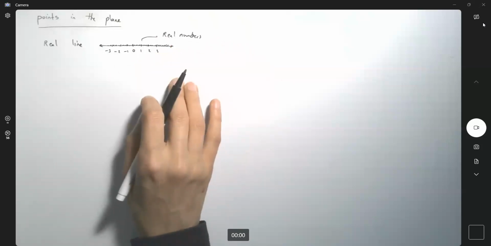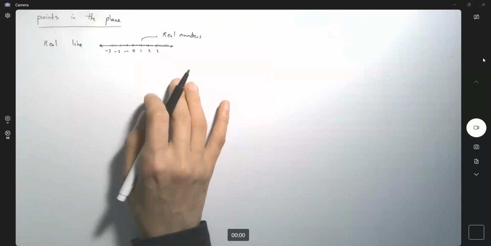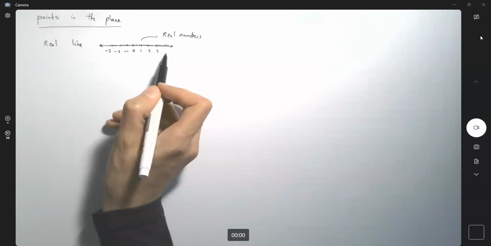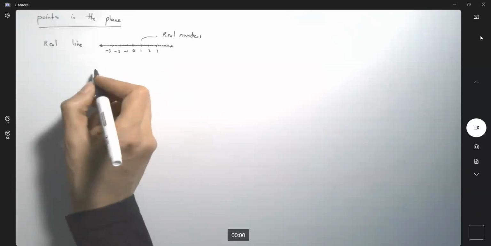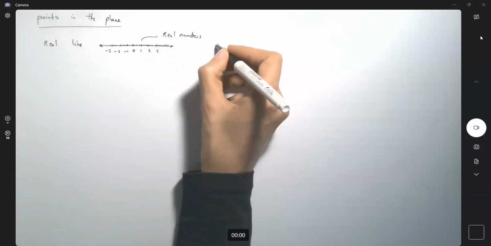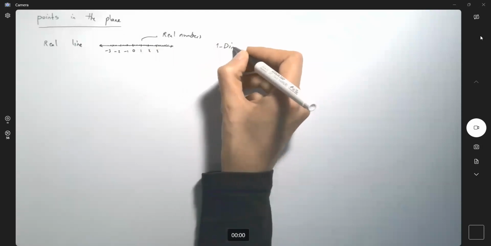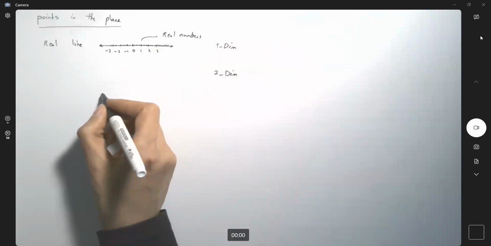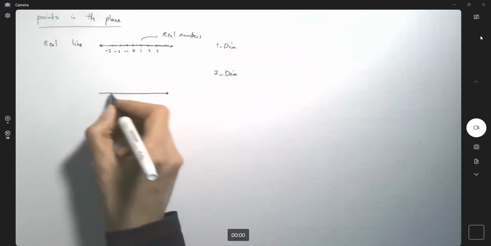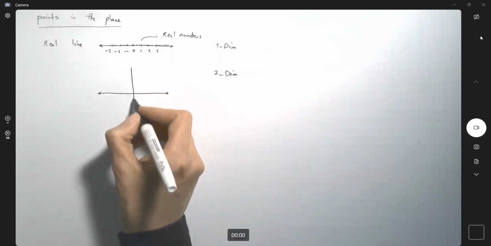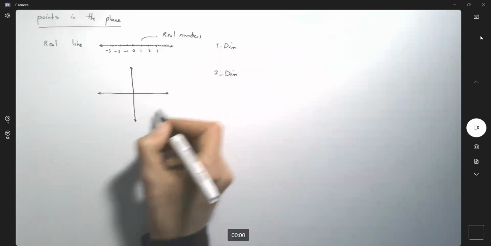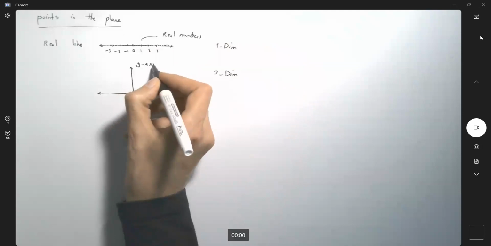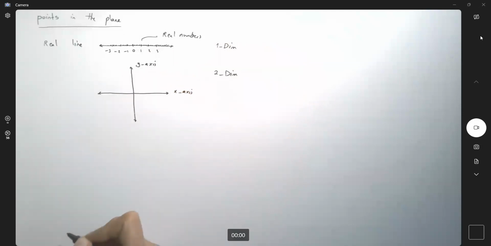So it only has one dimension. We can only represent one numerical value. We're going to introduce two-dimensional space. So this is one dimension. Two-dimensional space has an X-axis and also a Y-axis. It has two dimensions.